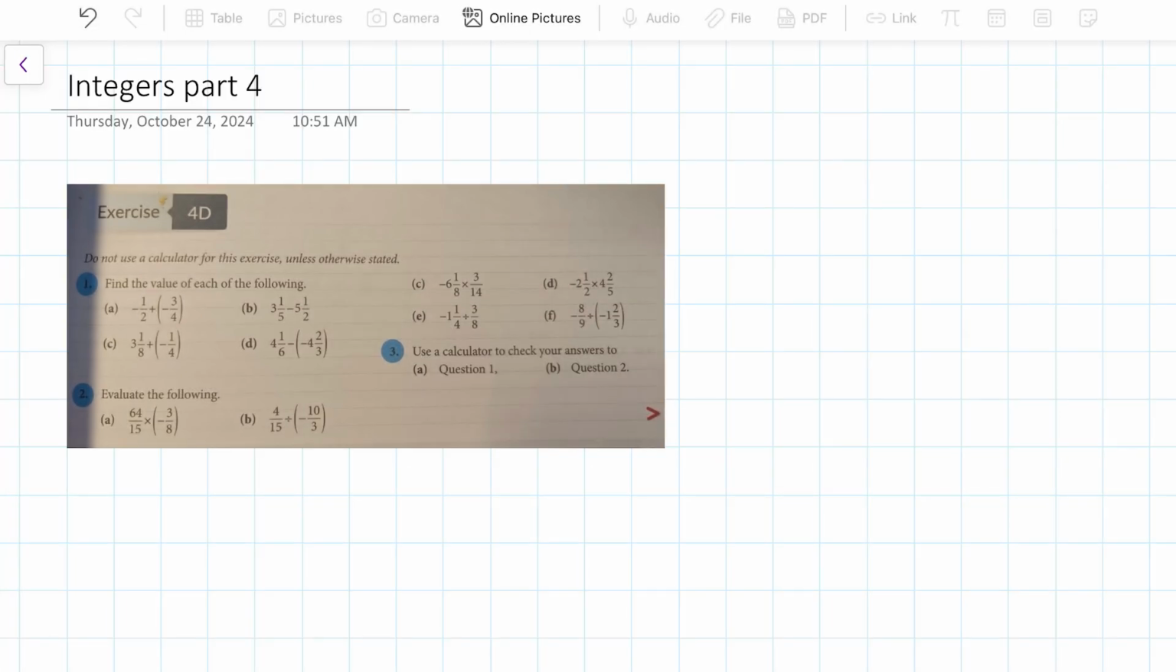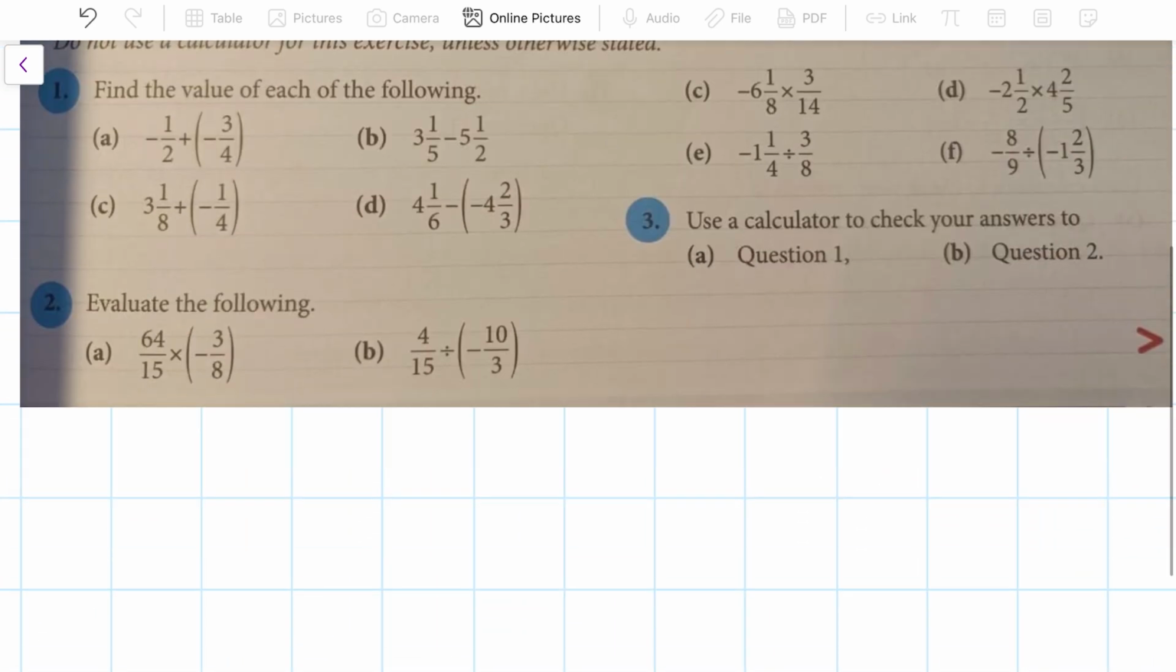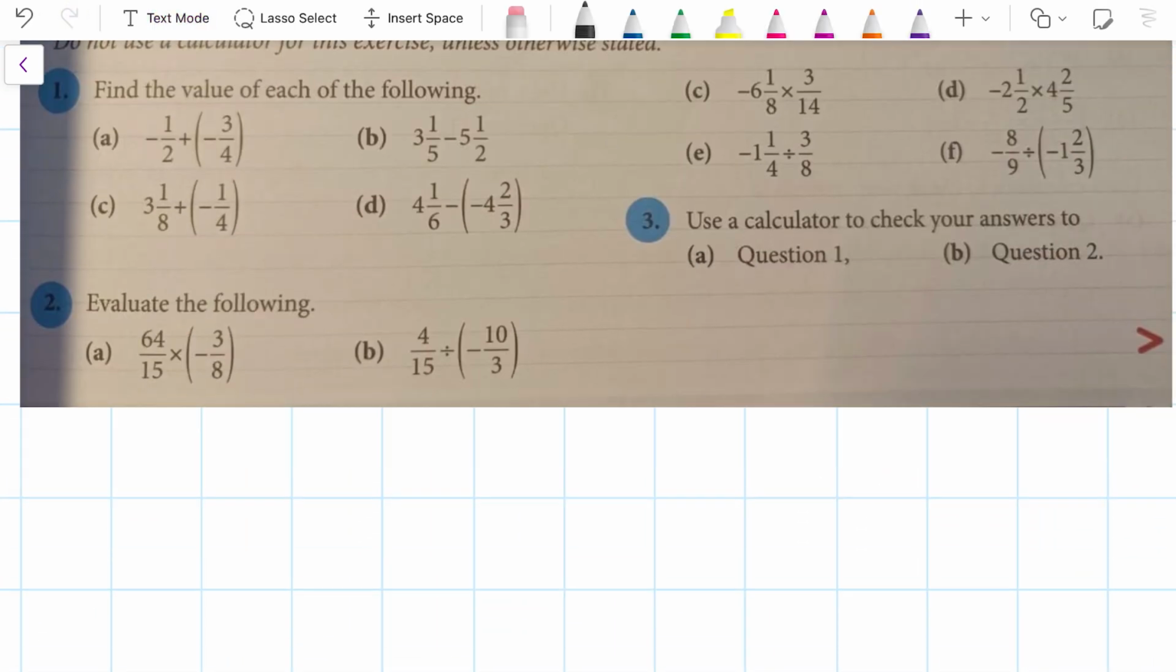In the previous videos, we've discussed integers in detail. Now we'll discuss how the same concept of integers can be applied to fractions. And decimals will be covered in the next video. So let's look at the first question.